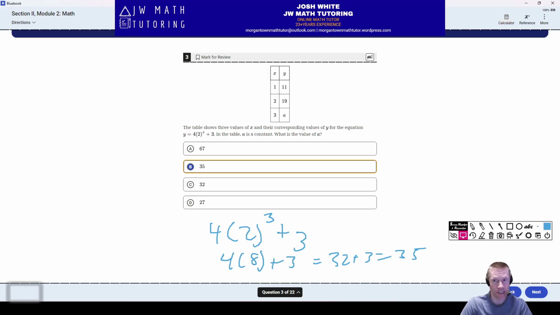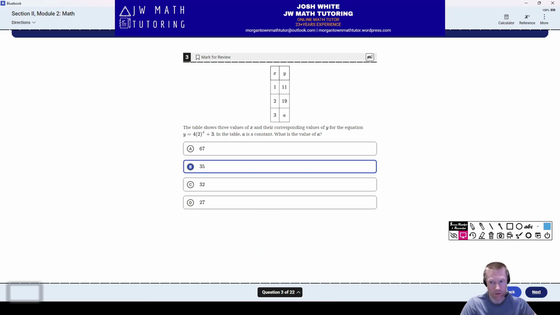Of course, you could go to Desmos and you could just do the calculation in Desmos instead of doing it by hand like I did. That's perfectly fine. You're just going to get the same answer.